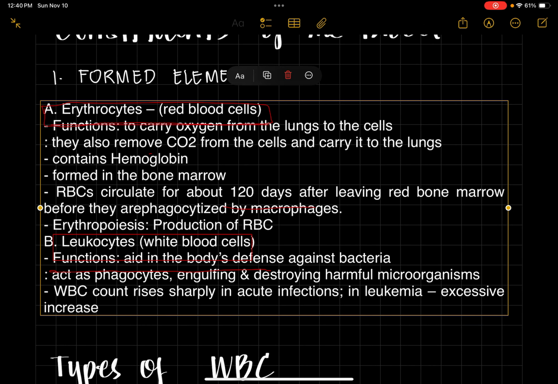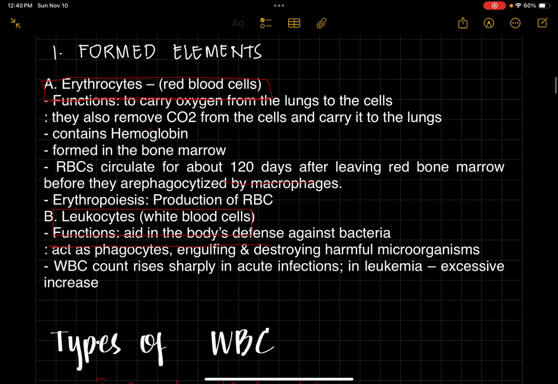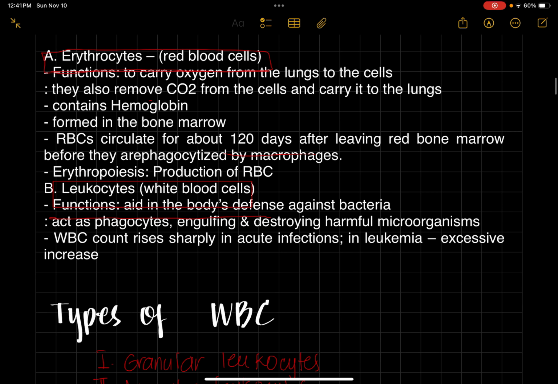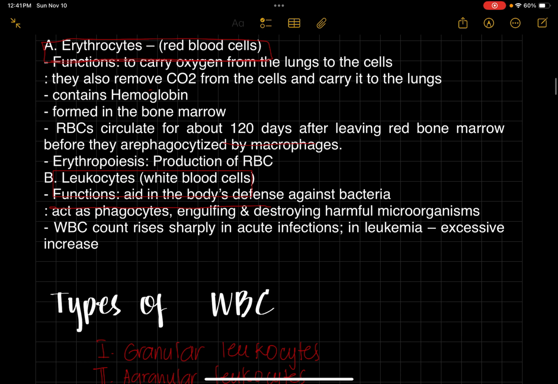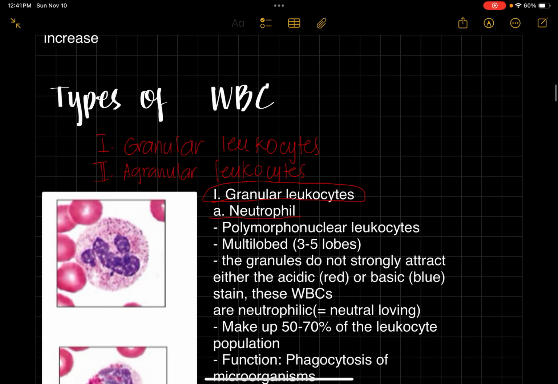Erythropoiesis, production of RBC. We have leukocytes or white blood cells. Function: aid in the body's defense against bacteria, acts as phagocytes, engulfing and destroying harmful microorganisms, and the white blood cell count rises sharply in acute infection. In leukemia, excessive increase. No? Kung for example, na magkasakit ka, for example, you have a fever, and magpa-blood test ka, of course, ga-spike up ang aton nga white blood cells because it is our defense para mag-ayo kita. There are types of white blood cells.